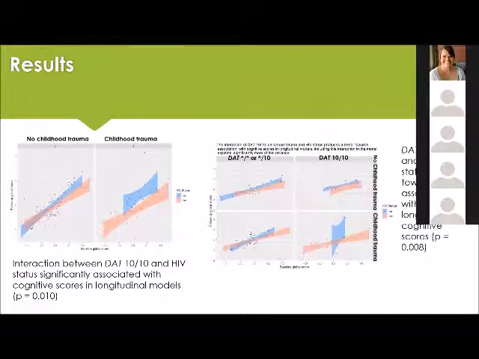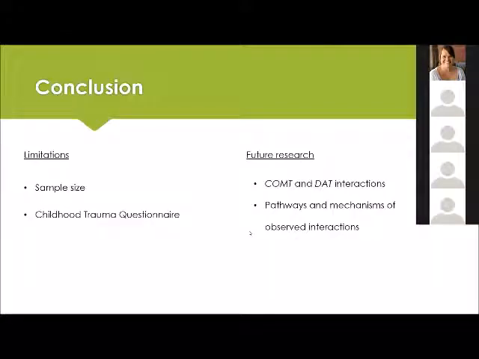And we also found that including the interaction between the DAT 10/10 repeat, childhood trauma, and HIV explained significantly more of the variance in longitudinal cognitive scores. We found no significant COMT genotype associations. Moving forward, studies can be done to determine whether interaction between COMT and DAT are involved in the development of HAND or how other neurotransmitter-related genes may be associated.